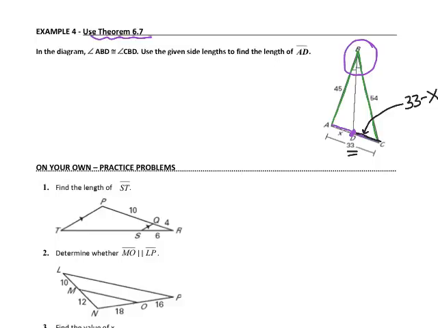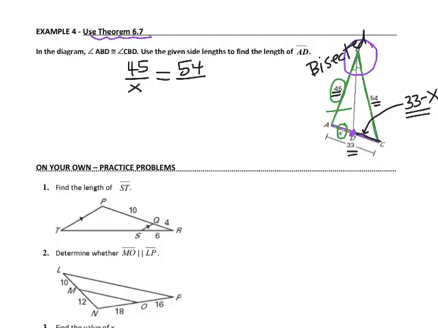So anytime you see a bisected angle like this, you can know that the side opposite is proportional to the side lengths of the other two sides. So watch carefully as I set this up. We're going to have 45 over x. Notice that those are the things that are super close to each other. This 45 and this x go in a fraction. And then I'm going to say that's equal to 54 over our 33 minus x.